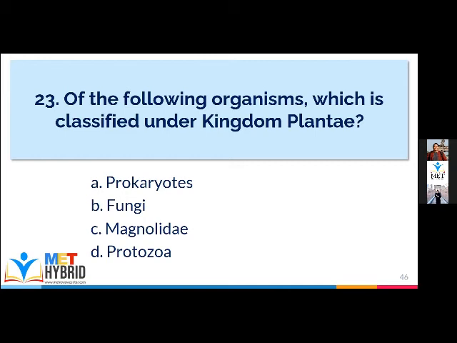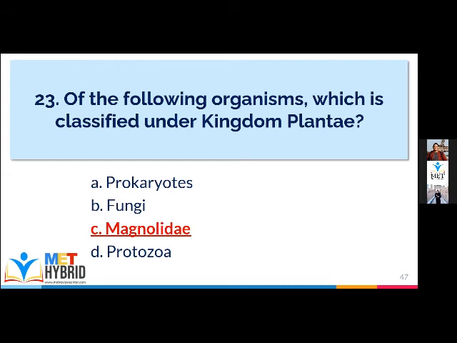The next is your kingdom Protista. Under Protista, you have Protozoa, the letter D, as well as your algae. And then next, you have kingdom Fungi. Under Fungi, you have the unicellular yeast and the multicellular molds and mushrooms. For the fifth kingdom, you have kingdom Plantae. So this is now the world of plants. And lastly, you have kingdom Animalia, which comprises all the animals on the planet. So 23, your answer is letter C, Magnoliidae.